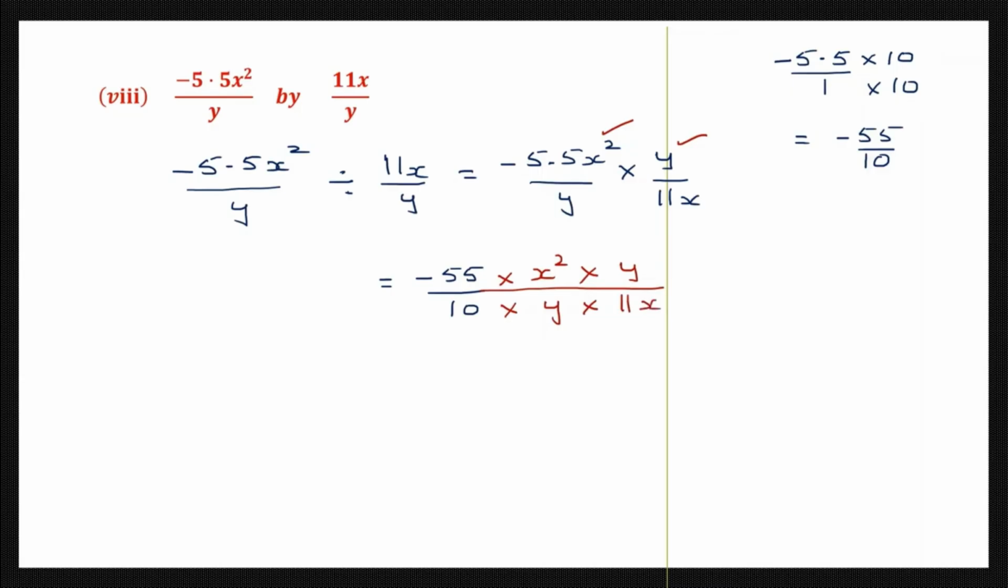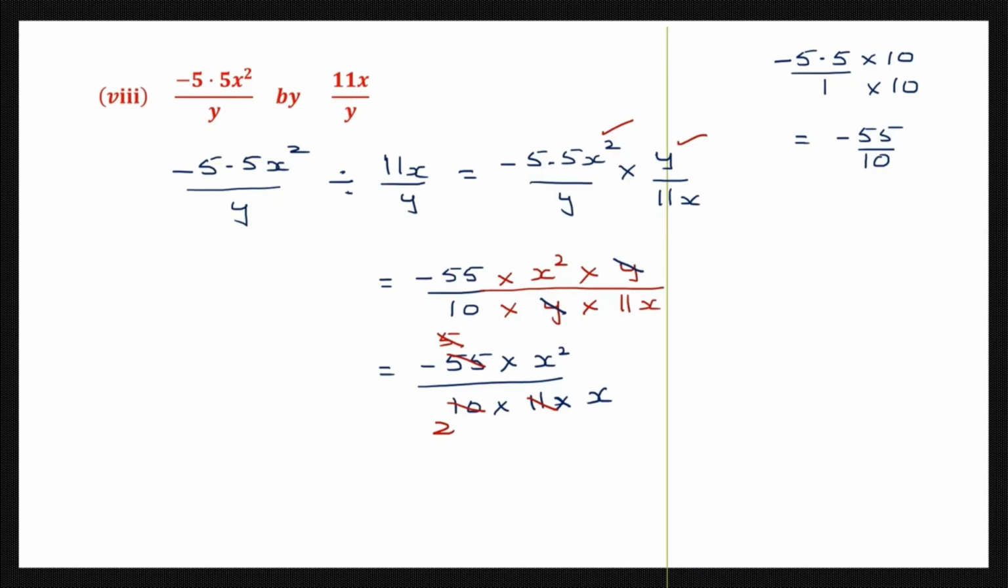We've done it carefully. Now we can cancel whatever we can. Okay, so let's try and cancel. I can cancel the y's. Then I will write minus 55 into x squared. This is what is left. Then 10 into 11x. 11x means 11 into x. So again I can cancel here. I can cancel 11 and 55. So 11 5s are 55. I can cancel 5 and 10. 5 2s are 10. So my number left here is just 2. All the other numbers have been cancelled.